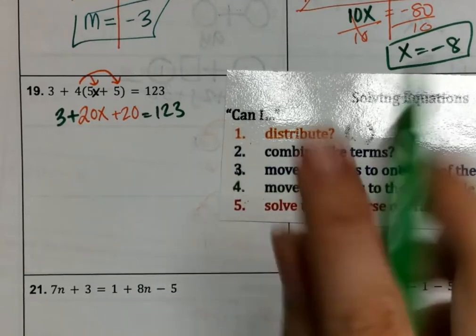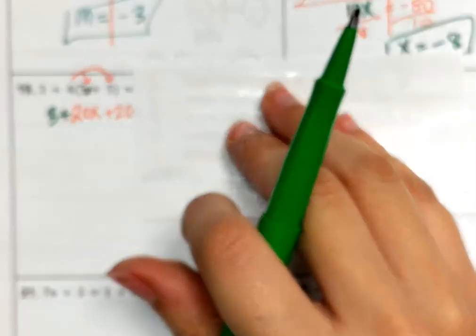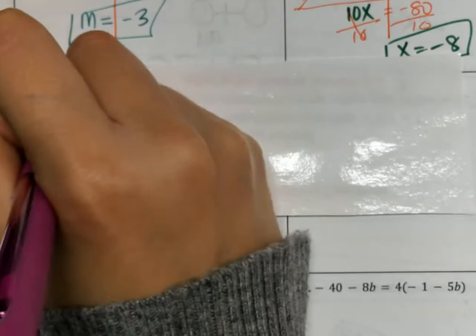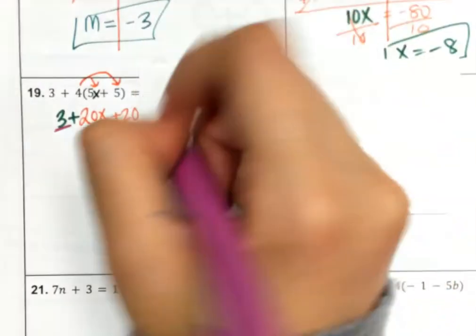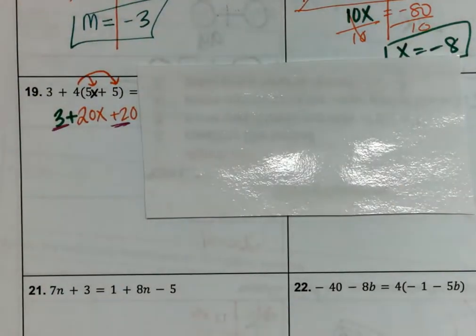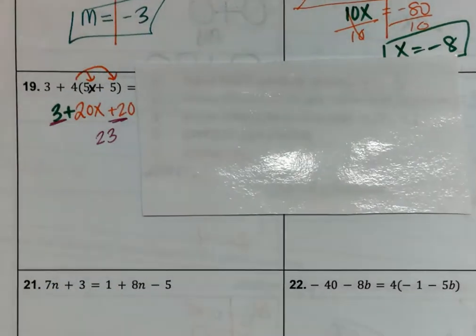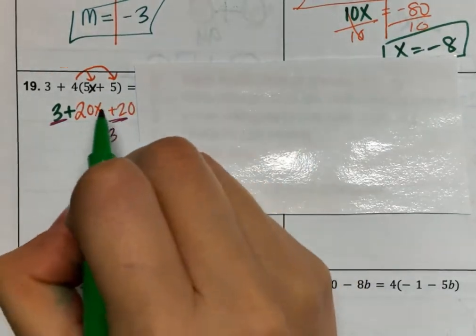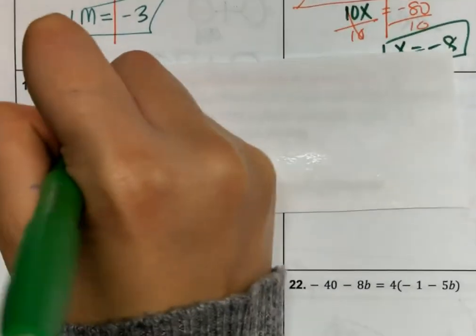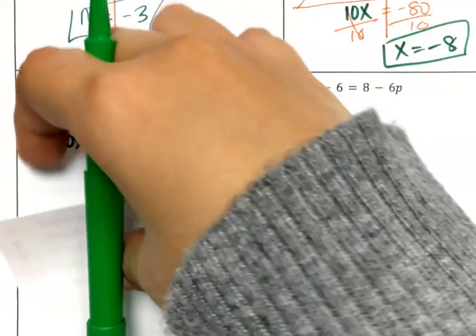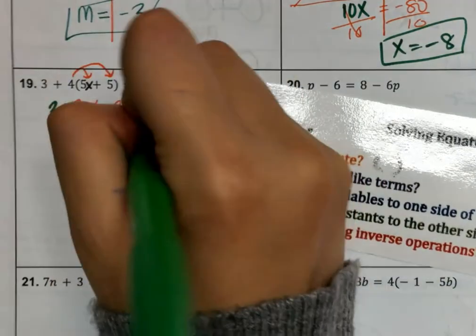Second step, combine like terms. So on my right side of my equation, you say, can I combine any of these? Well, yeah, you can combine your constant 3 or your regular 3 with your constant 20. I can do 3 plus 20. 3 plus 20 is 23. There's no other variable with just an x, so I can just bring down my 20x plus. And then once again, there's only one number on the right side, so I will not combine it with anything.